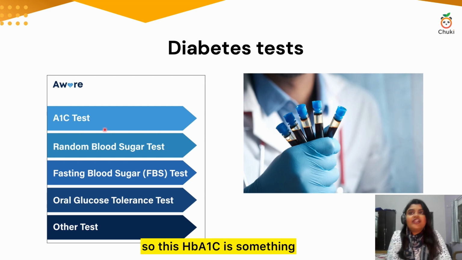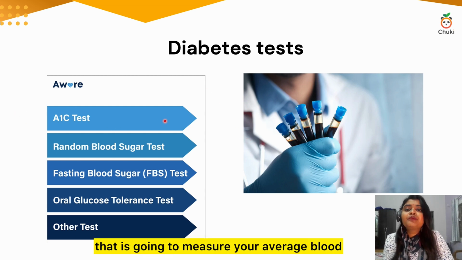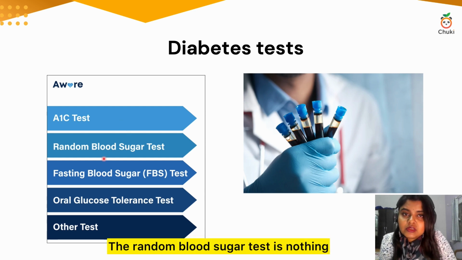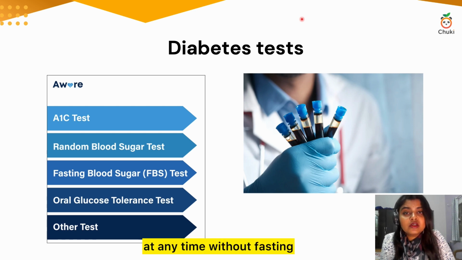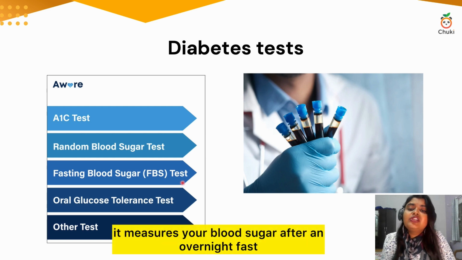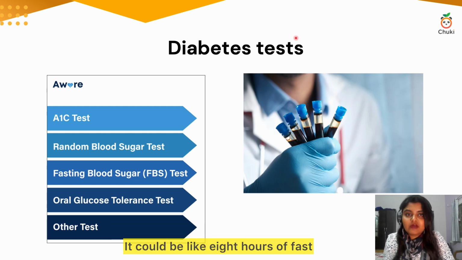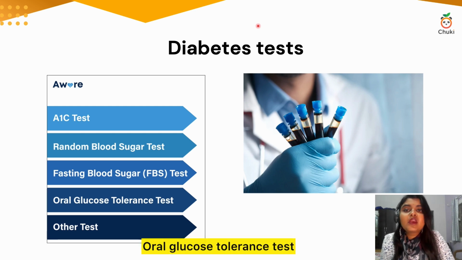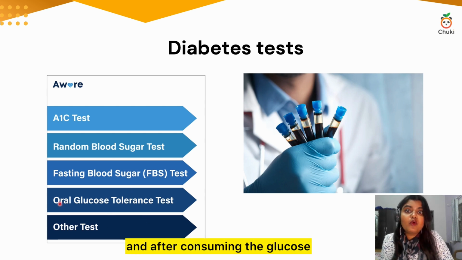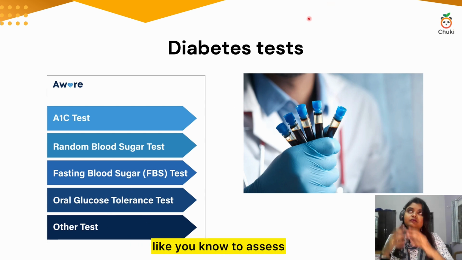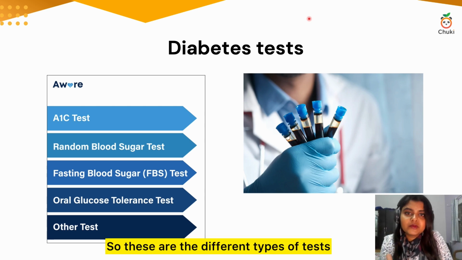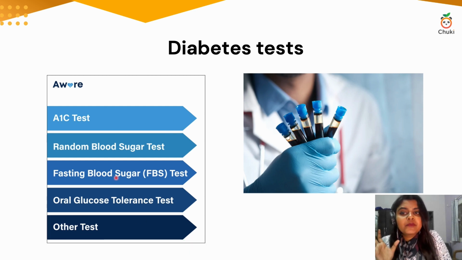So HbA1c is going to measure your average blood sugar over 2 to 3 months. The random blood sugar test is going to measure your blood sugar at any time without fasting. Fasting blood sugar, as the name suggests, measures your blood sugar after an overnight fast. It could be like 8 hours of fasting. The oral glucose tolerance test is going to measure the blood sugar before and after consuming glucose, to assess how well the body processes the sugar. So these are the different types of tests.